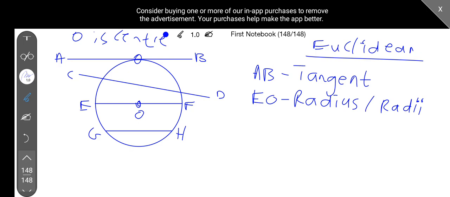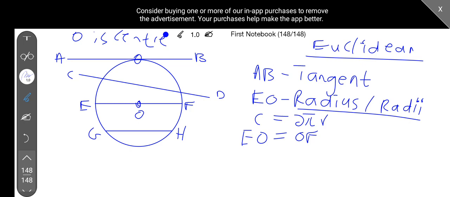The curved part of the circle is called the circumference, and the formula for the circumference is given as 2 pi r. Note that. So EO is the radius, and similarly OF is the radius as well. So what does it mean? EO is a radius and OF is a radius. This means that all radii are equal in a circle. Therefore, we can conclude that EO is equal to OF. If they say give a reason for that, write one of the two, radius or radii.